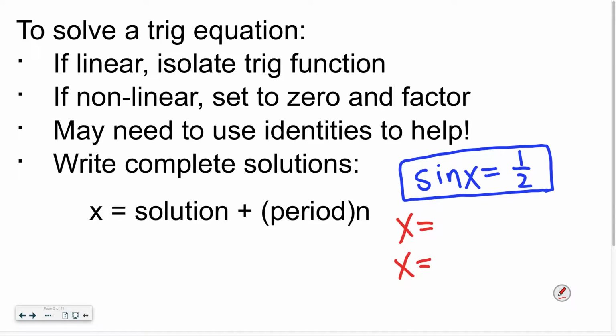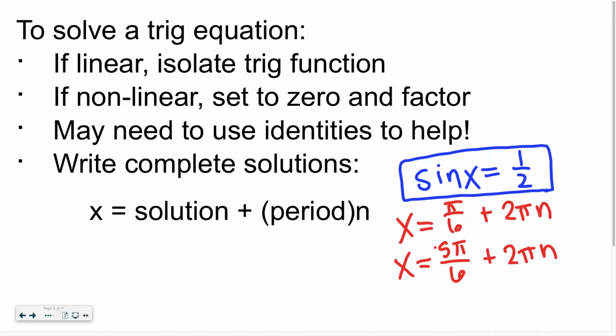Sine of x equals 1 half at pi over 6 and 5 pi over 6. And since sine has a period of 2 pi, you are going to write on each of them plus 2 pi n. N is representing any integer.